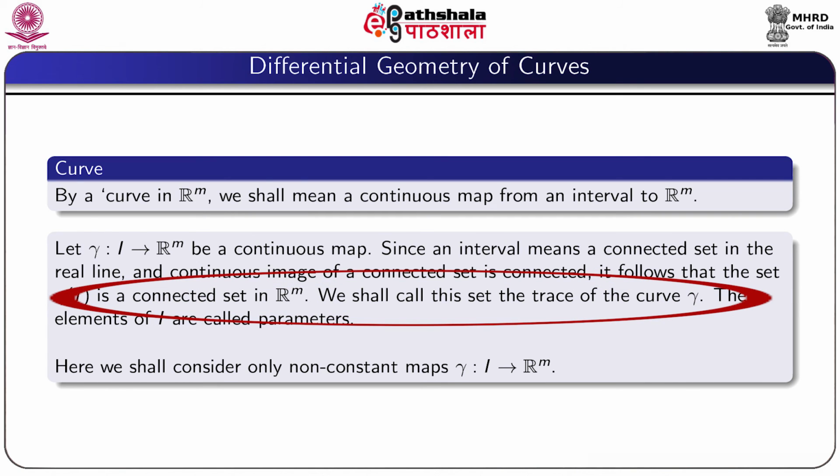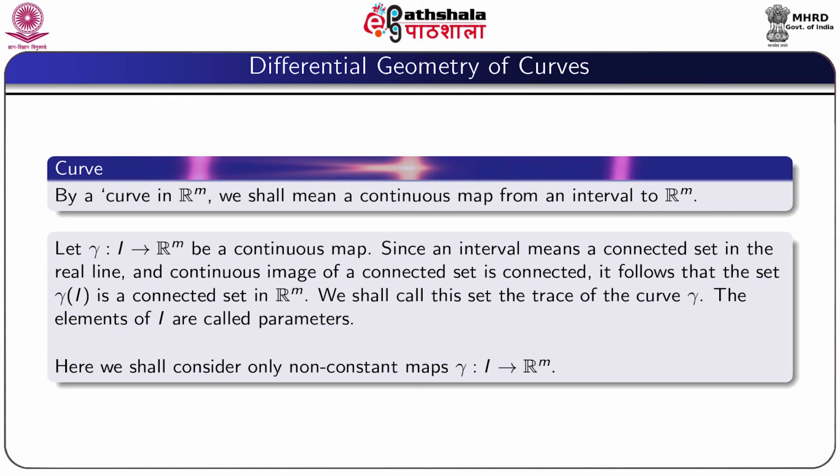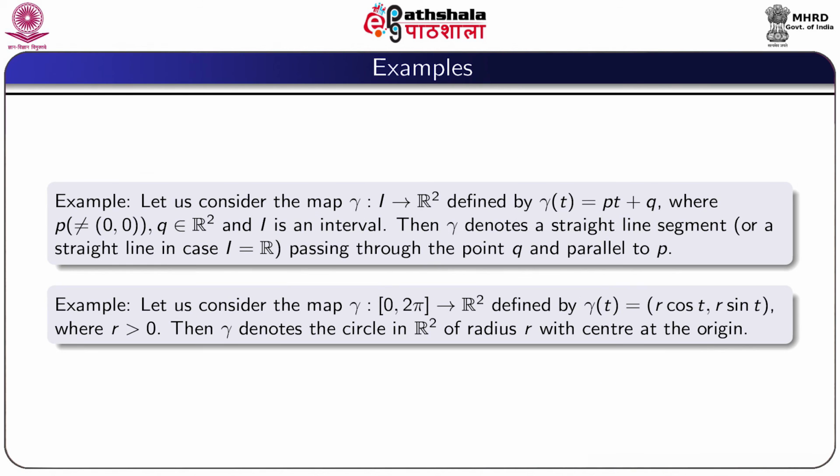The set gamma(I) will be called the trace of the curve gamma and the elements of the interval I will be called parameters. Here we shall consider only non-constant maps gamma from I to R^m. Otherwise, gamma(I) is a singleton set, that means a single point in R^m. Right now, we give some examples of curves. Let us consider the map gamma from I to R^2 defined by gamma(t) equal to Pt plus q, where P and q are vectors in R^2 with P non-zero and I is an interval.